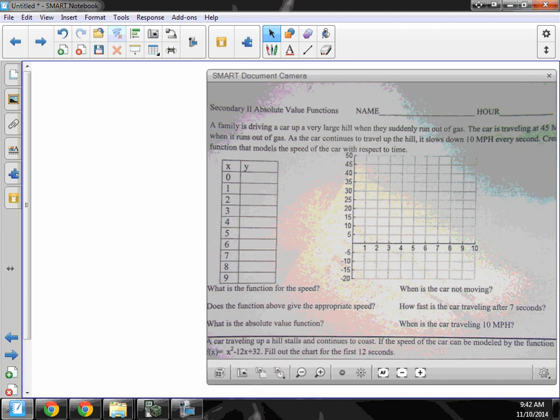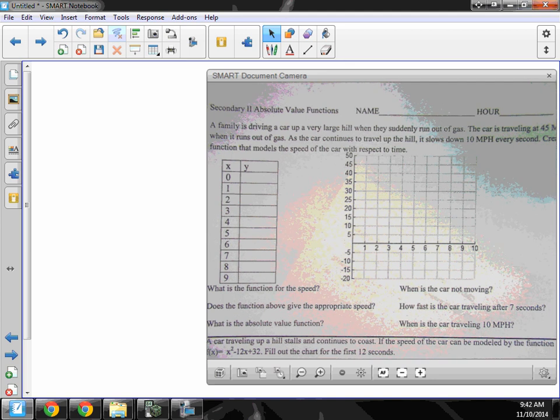Does the function give the appropriate speed? Yes, if you use the absolute value. When is the car not moving? Did we answer that? 4.5 seconds. How fast is the car traveling at 7 seconds? 25. And then when is the car traveling 10 miles an hour? So they're 3.5 and 5.5.